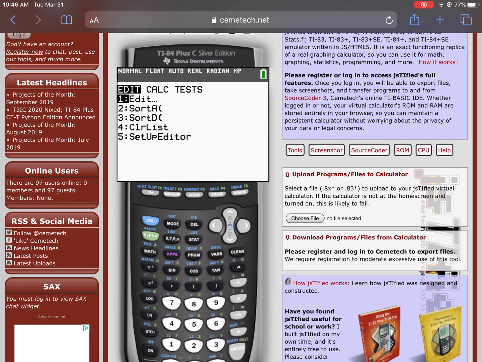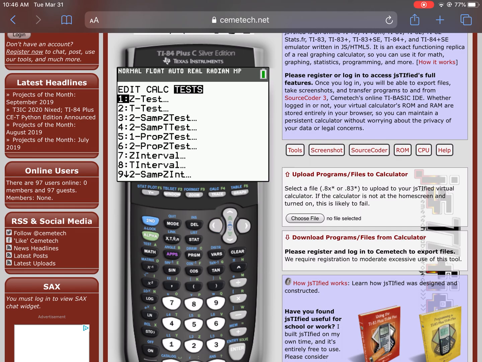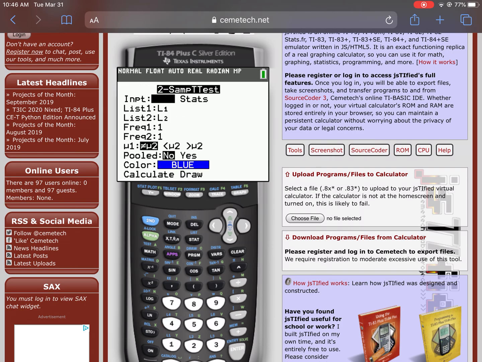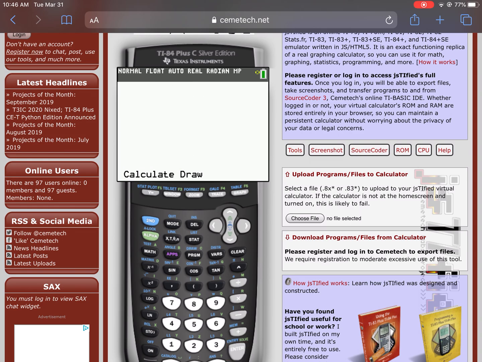So let us go to our test. This is going to be a 2-sample test, which you can see on the screen as option number 4. I did insert the data into list 1 and list 2, which is where it will reside. My alternative hypothesis, which is down here in this row, is going to be greater than, so mu1 greater than mu2. Again, we will not be pooling our data. If you wanted to see how this looked in a graph, you most certainly could go to draw, but we just want to calculate.